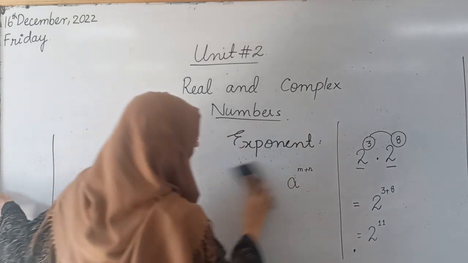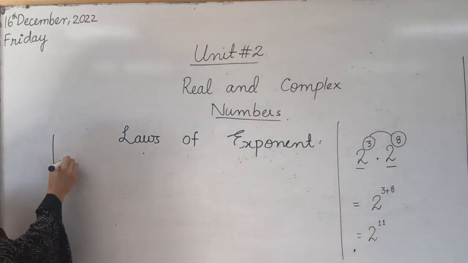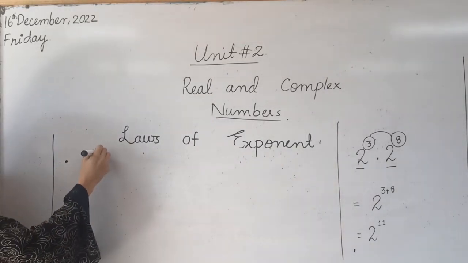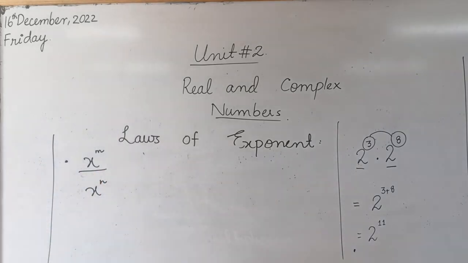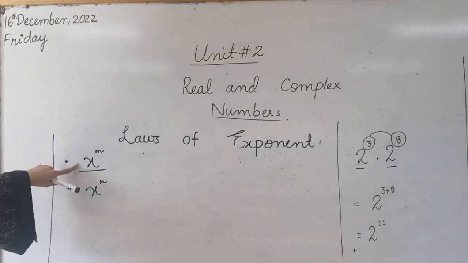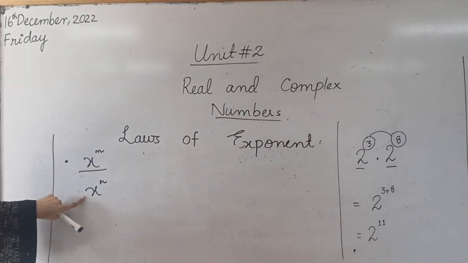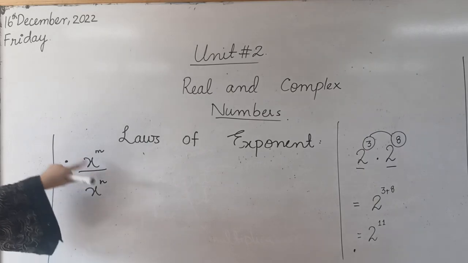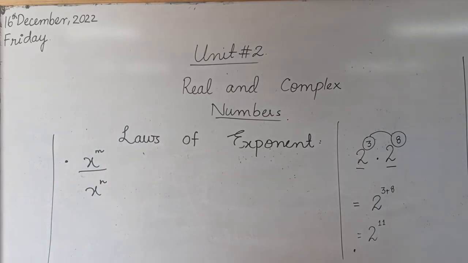The second law is about division. If the bases are same, for example, x raised to power m over x raised to power n, but they are in division form. This fraction shows that they are dividing with each other. The bases are same. This is an exponential number having base x and power m, and this is an exponential number having base x and power n, and they are in division form. So what will we do?